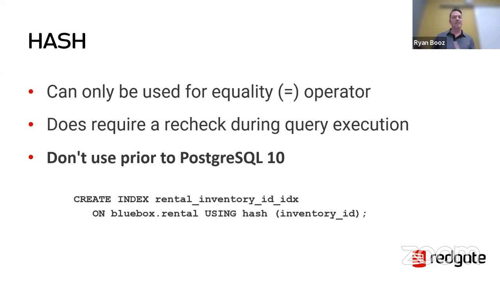A hash is literally taking some value and creating another representative value out of it that's more efficient and easier to store. It's a 4-bit value always. And so we're not storing all the individual bits of the thing that you hashed. And so the equality operator is the only time this is useful. And it will require a recheck of the actual rows as the page is stored.